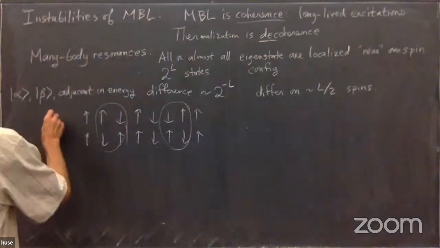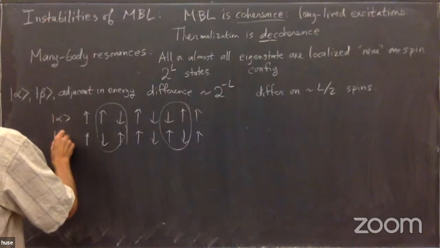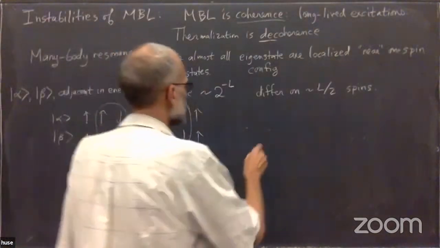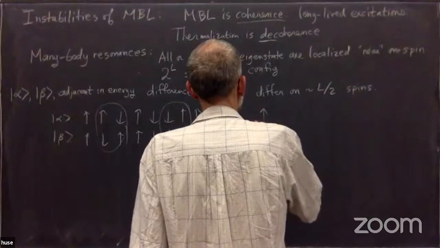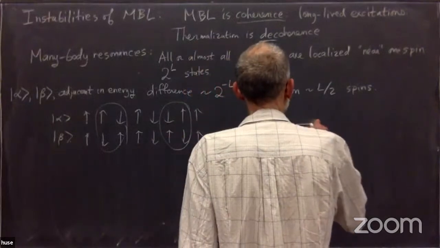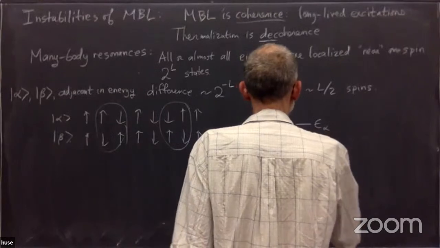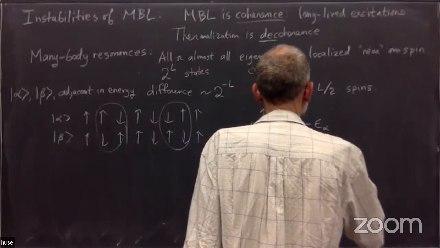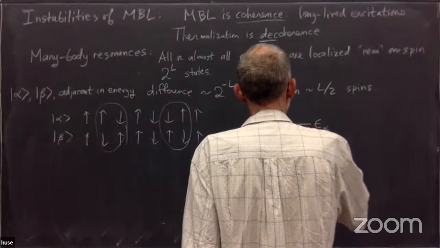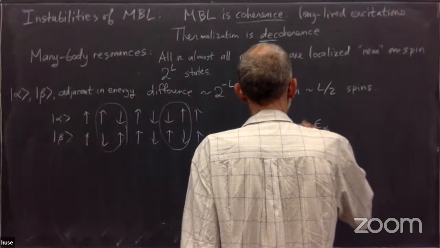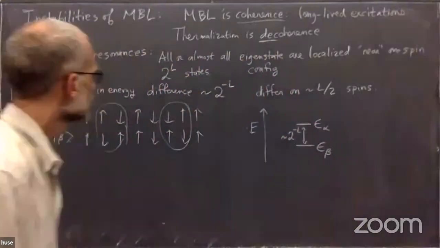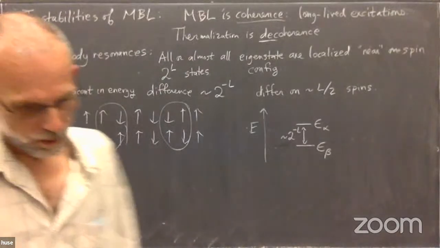So this would be alpha, and this would be beta. And in energy, what we've got is, here's E alpha, and here's E beta, let's put it straight below it, and this is of order 2 to the minus L. Okay.